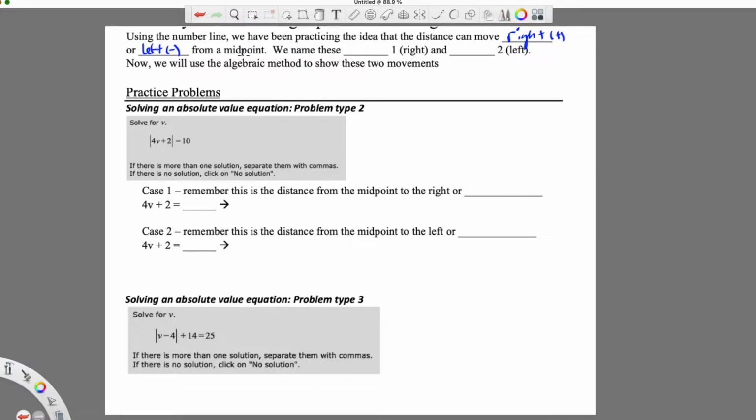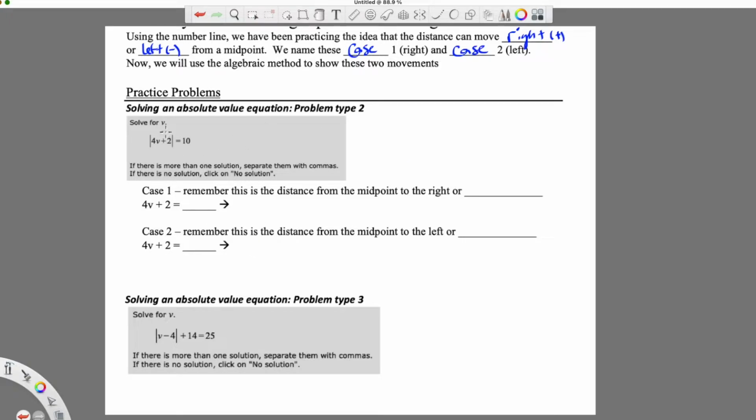Now we're going to be moving right and left the same distance from a certain point, which we can call the midpoint. We name these case 1, which is to the right, and case 2. Instead of just saying right and left, we can say case 1 and case 2. There are always two cases when we're talking about absolute value, because it's distance, and a number line goes both right and left, so we have to go both ways. Now we can use the algebraic method to show these two movements. We're not going to look at a number line on these; we're just going to look at the algebra that goes with it.